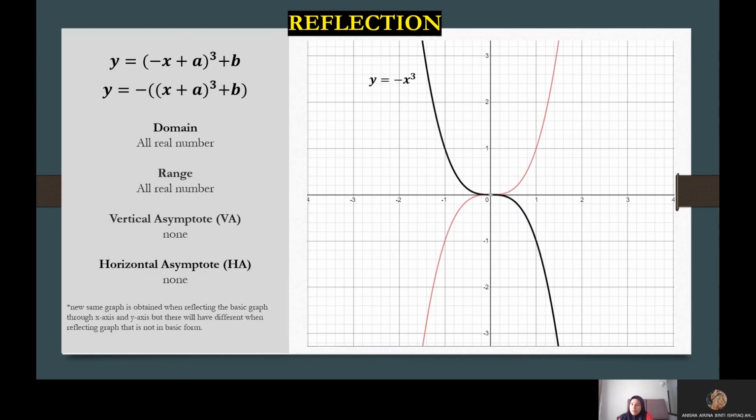Now we go to the reflection. For reflection, we have two types: reflect across the x-axis and also reflect across the y-axis.